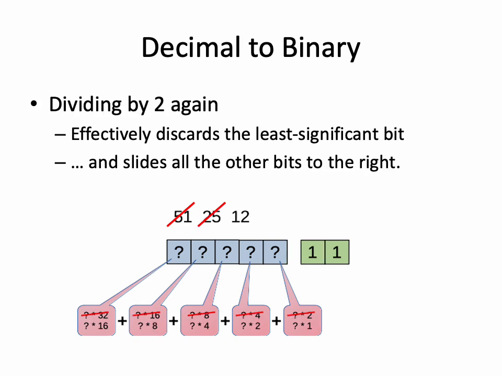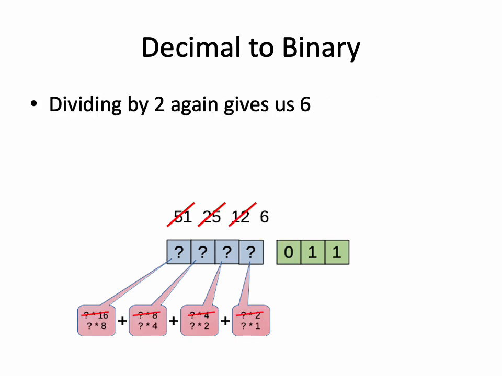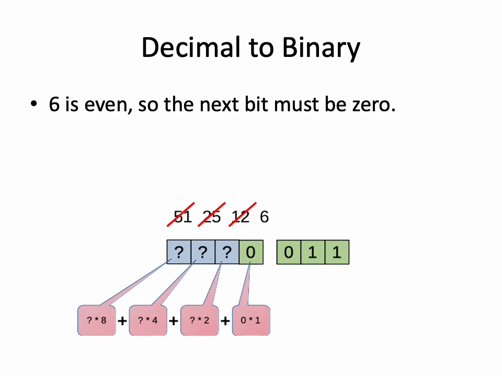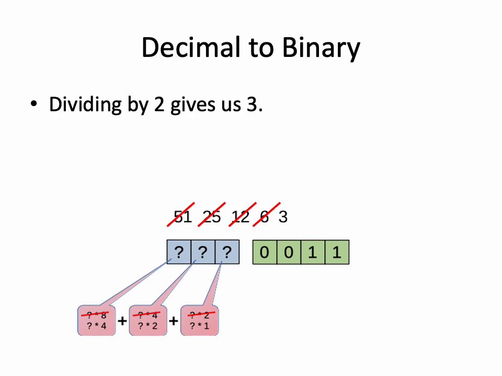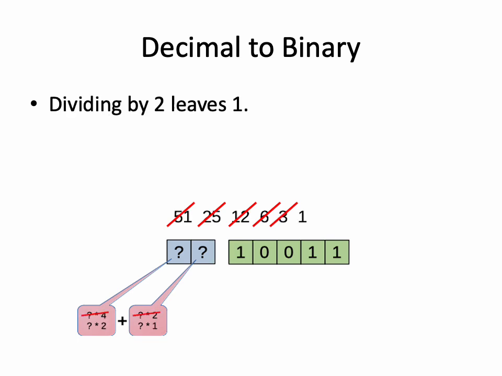And I'm going to divide by 2 to get my 12. So that effectively gets rid of that 1 and slides everything over. So 12 is even, so that gives me the next bit being 0. 12 divided by 2 is 6, so that gives me the next bit being 0. So 6 is even, so that bit has to be 0, but now 6 divided by 2 is 3. So since 3 is odd, that next bit must be a 1.